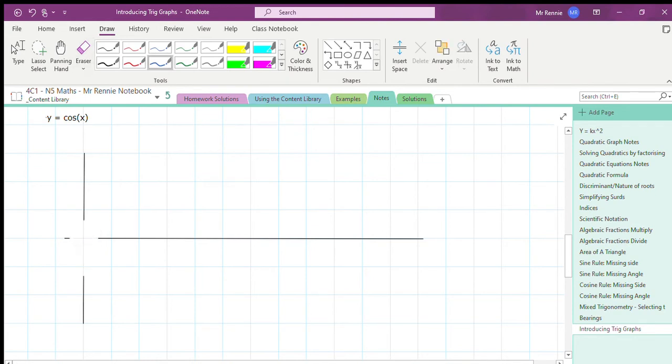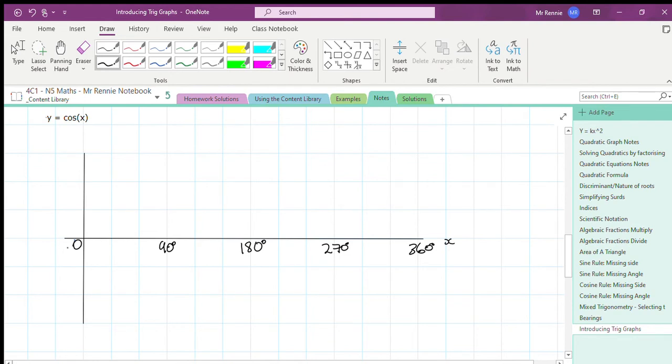Let's try that again. Let's just be a little bit more careful when it comes to this. There we are. So, starting off at the origin, 3 boxes along is 90 degrees, 3 boxes along 180 degrees, another 3 boxes along 270 degrees, and another 3 boxes along 360 degrees. So you're drawing your line across here, your x-axis, 12 boxes along.